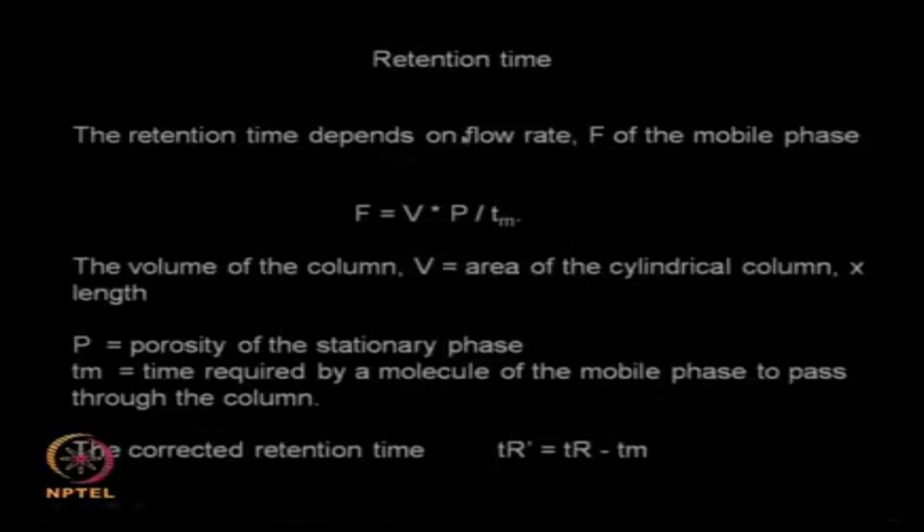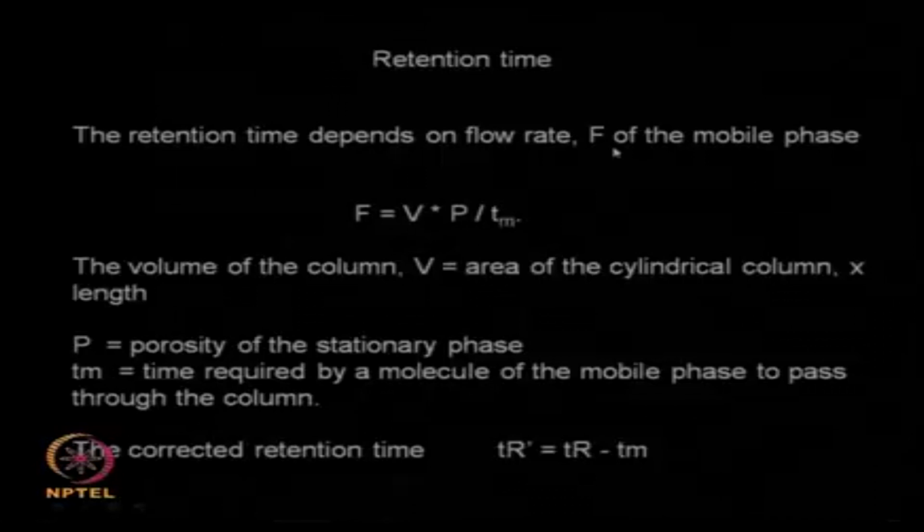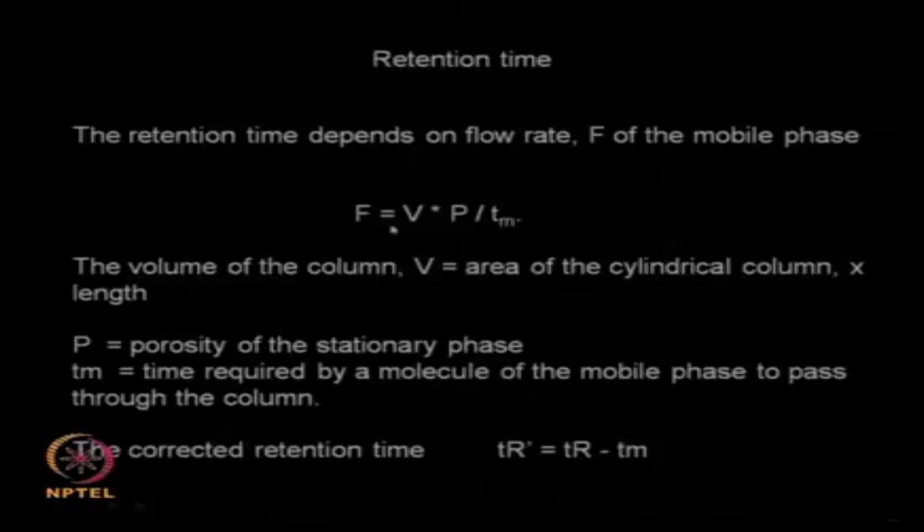So the retention time of the protein depends on the flow rate of the mobile phase, obvious, right. If the flow rate is faster, retention times will be less. So flow rate is equal to V, that is the volume of the column, P, porosity of the stationary phase, divided by time, okay. So the retention time is a function of the volume of the column, the porosity, as well as the time required by a molecule of the mobile phase to pass through the column, okay.